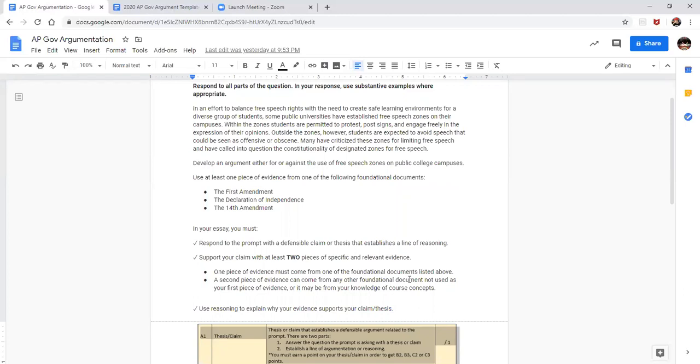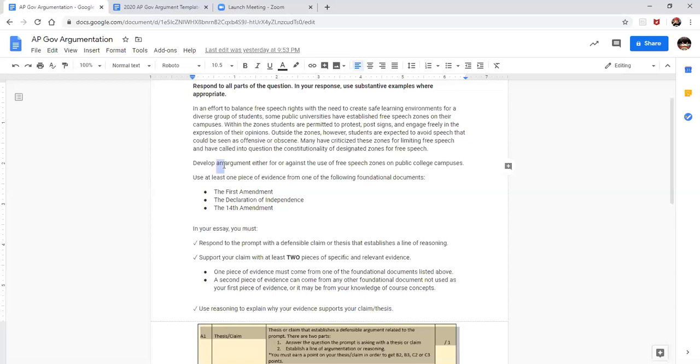In an effort to balance free speech rights with the need to create safe learning environments for a diverse group of students, some public universities have established free speech zones on their campuses. Within the zone, students are permitted to protest, post signs, and engage freely in expression of their opinions. Outside the zones, however, students are expected to avoid speech that could be seen as offensive or obscene. Many have criticized these zones for limiting free speech and have called into question the constitutionality of these designated speech zones.